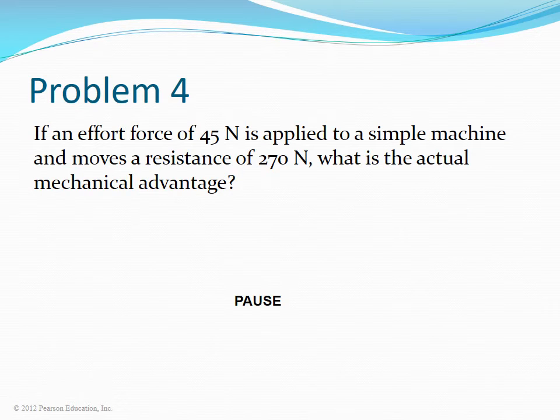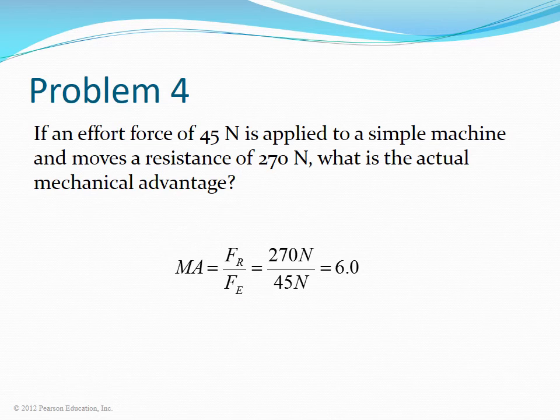If an effort force of 45 newtons is applied to a simple machine and moves a resistance of 270 newtons, what is the actual mechanical advantage? Pause the video to work on the problem. The mechanical advantage is 6.